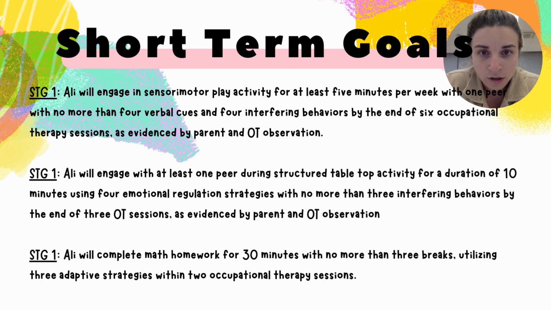Her second goal, Allie will engage with at least one peer during structured tabletop activity for a duration of 10 minutes using 4 emotional regulation strategies with no more than 3 interfering behaviors by the end of 3 OT sessions, as evidenced by parent and OT observation. And lastly, Allie will complete math homework for 30 minutes with no more than 3 breaks, utilizing 3 adaptive strategies within occupational therapy sessions.